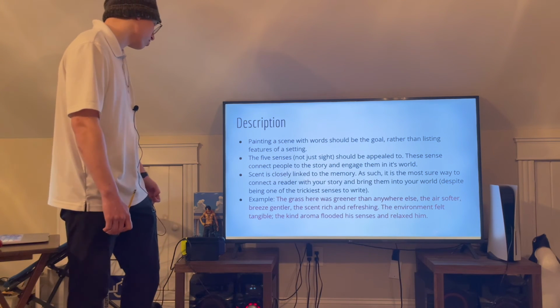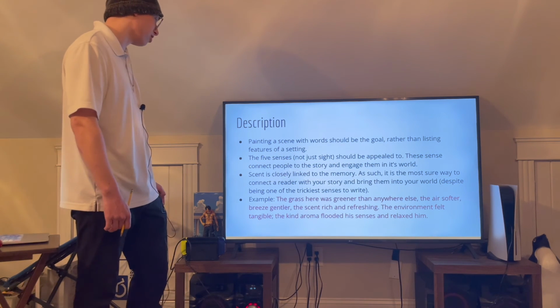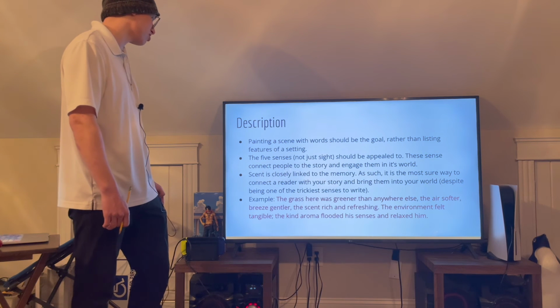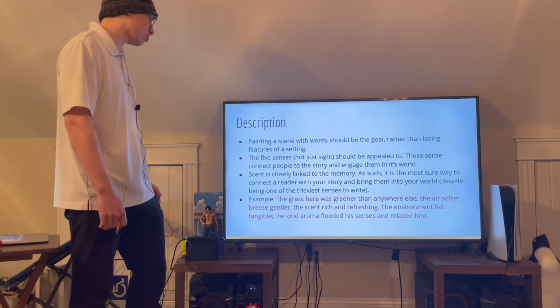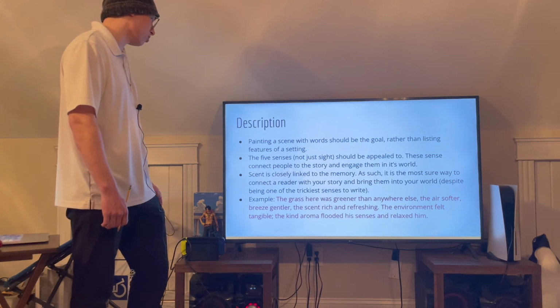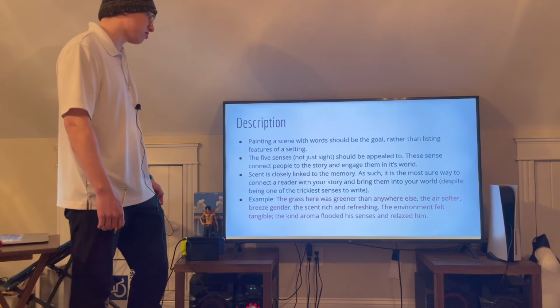Here's an example I have. The grass here was greener than anywhere else, the air softer, breeze gentler, the scent rich and refreshing. The environment felt tangible. The kind aroma flooded his senses and relaxed him.